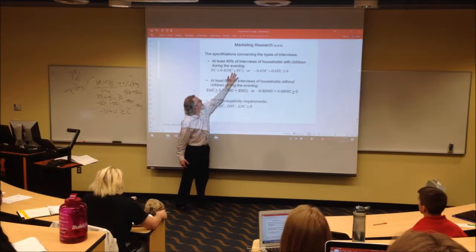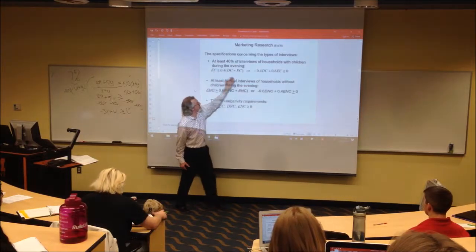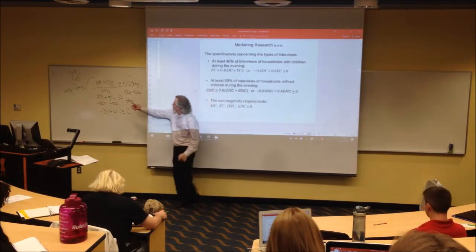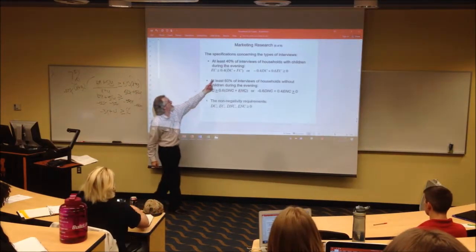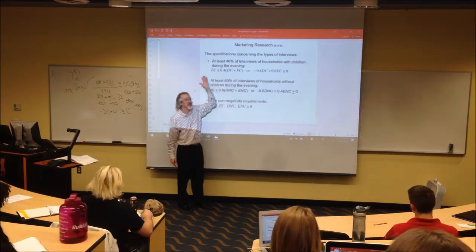40% of all the households with children, the evening ones need to be greater than that. You use algebra, you get a 0 on the right because you multiply, just like we did here. We took 50 times x plus y, you're taking 0.4 times DC, 0.4 times DC, then subtract them and get them to the other side.